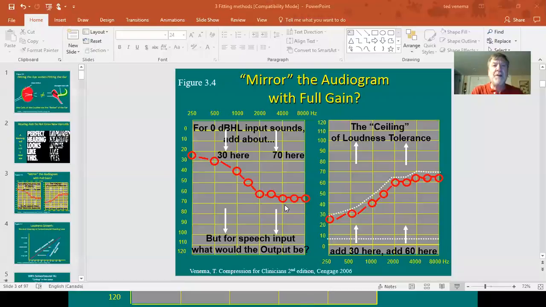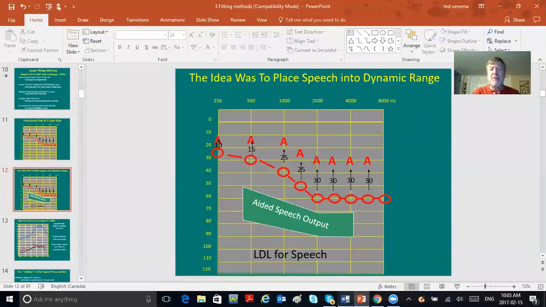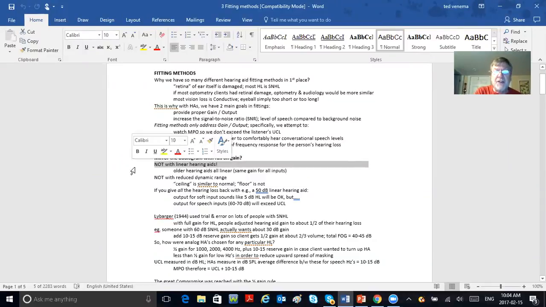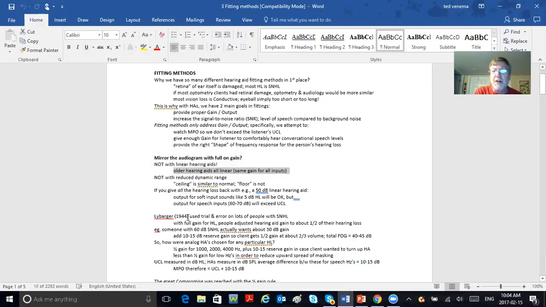Cool. All right. Now let's look at our typed pages once again here. Mirror the audiogram with full gain, not with linear hearing aids, you can't. Older hearing aids were linear. They gave the same gain for all inputs. You can't mirror the audiogram with full-on gain, especially not with a reduced dynamic range. The ceiling is similar to normal, but the floor ain't.